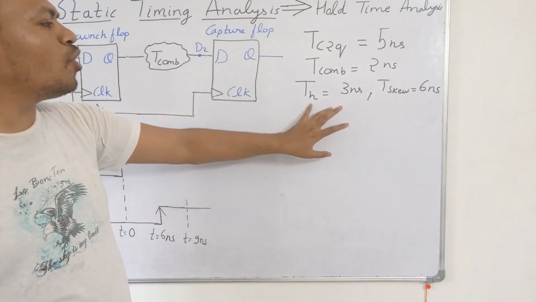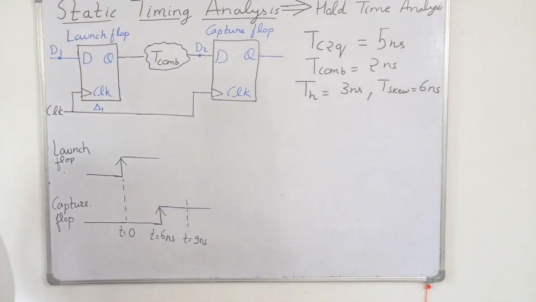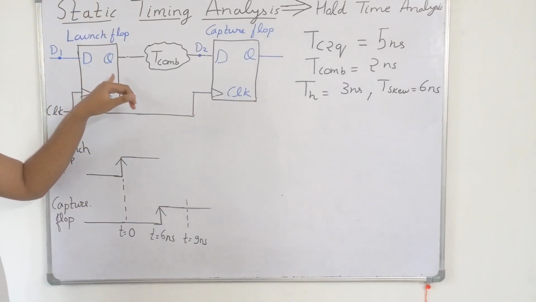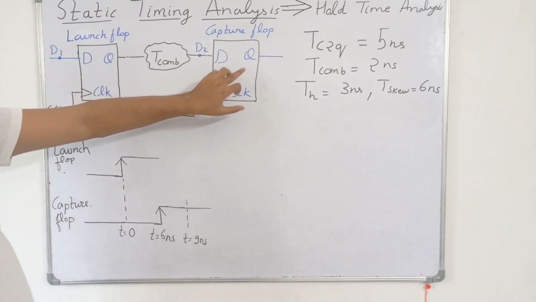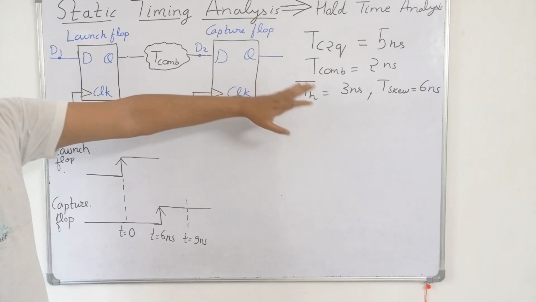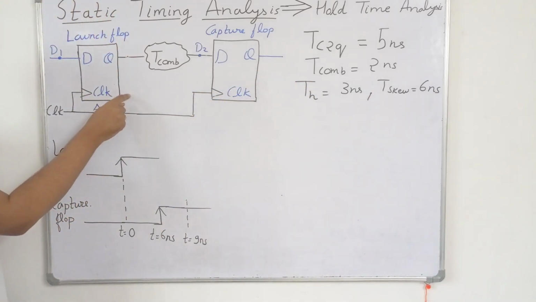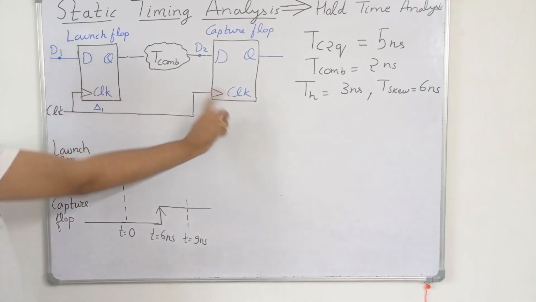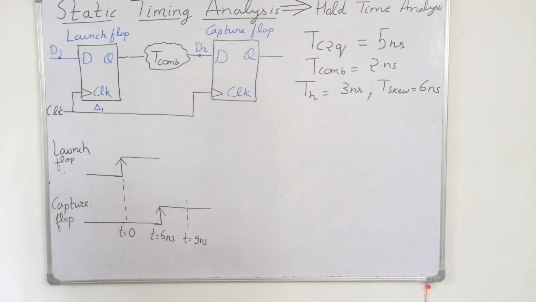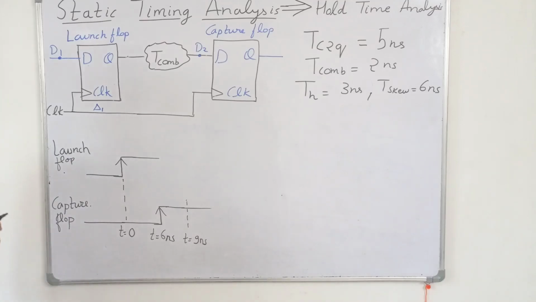Then we are given that hold time is 3 nanoseconds and clock skew is 6 nanoseconds. So what does this clock skew mean? It means if the launch clock arrives at t equal to 0 nanoseconds, then the same clock pulse will arrive at the capture clock at t equal to 6 nanoseconds. So there is a clock skew, because if the clock signal arrives at this launch flip flop at 0 nanoseconds, it will arrive at this capture flip flop at 6 nanoseconds. In this numerical we have to find whether there is a hold time violation or not.